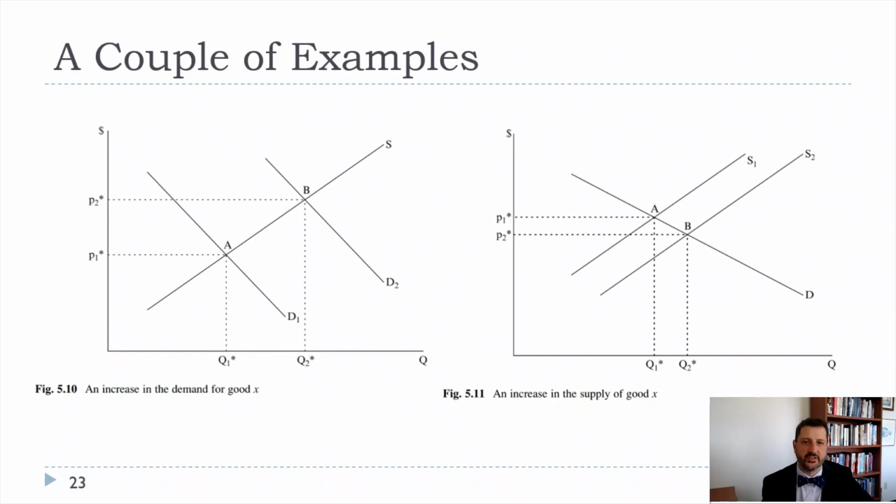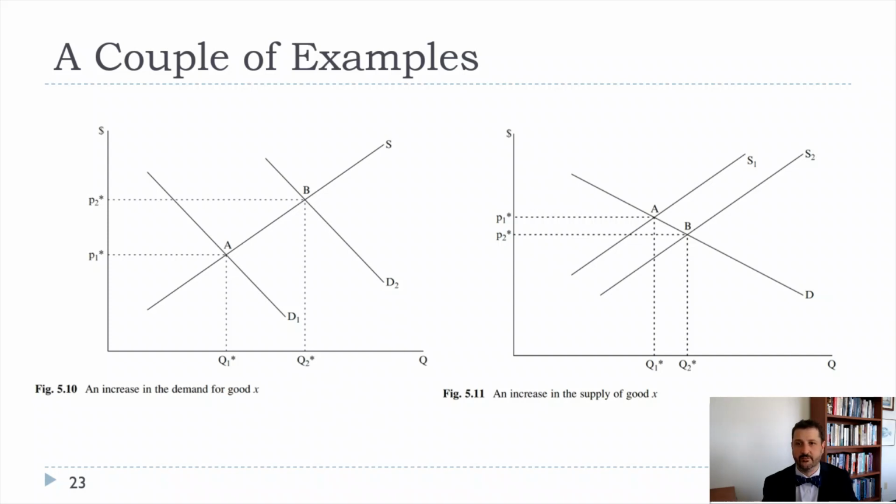So just a couple of examples. On the left here in figure 5.10, we have an increase in demand. Our initial equilibrium is here at point A at Q1 star and P1 star, and demand increases. Why does demand increase? Well, could be a number of reasons. Could be that income goes up, and so people want to buy more of it. It could be that it's more popular all of a sudden. Tastes have gone up.